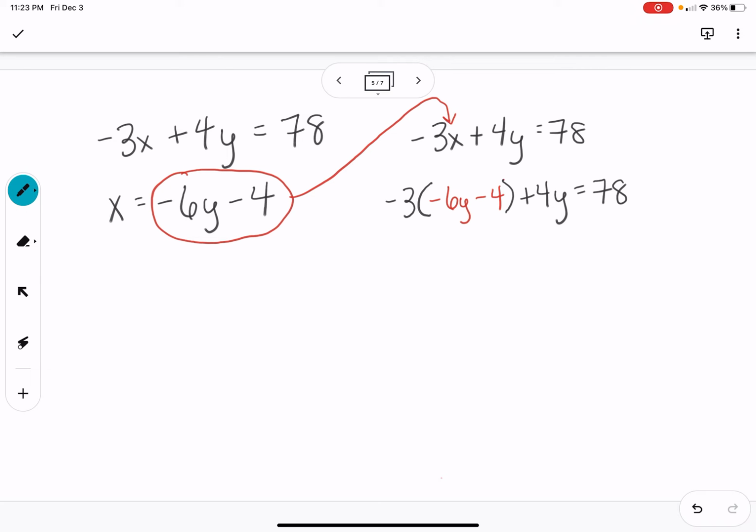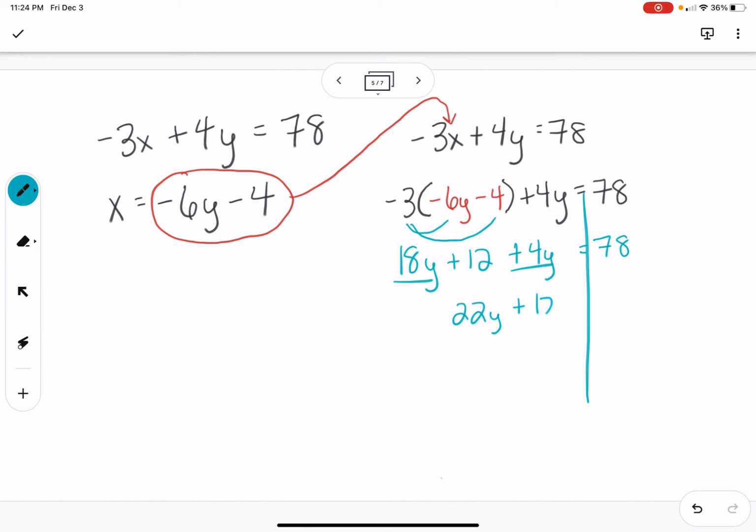Okay, so parentheses, draw my line first, now parentheses. Negative 3 times negative 6y is 18y. Negative 3 times negative 4 is positive 12. Bring down the plus 4y equals 78. Combine like terms, 18y plus 4y is 22y. Bring down that plus 12. There are no more like terms here, so I can start solving.